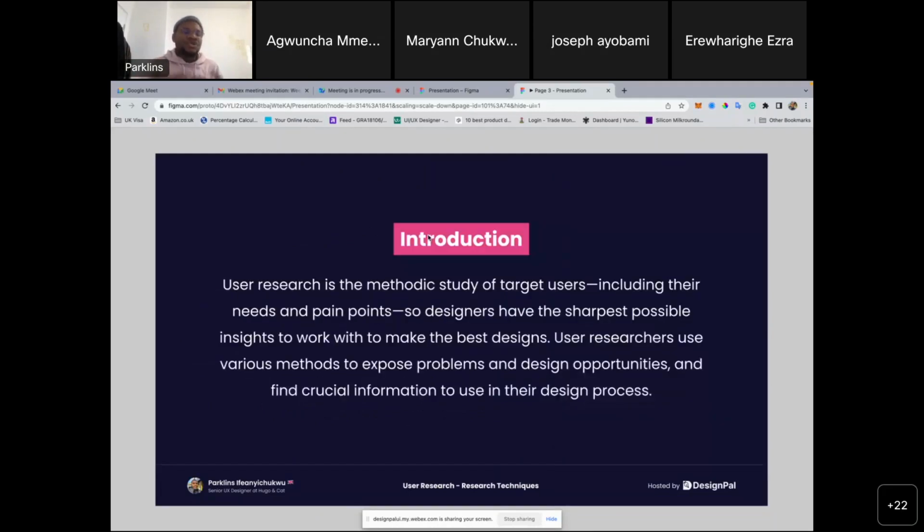So, brief introduction: user research is the methodic study of target users. All of this has so much English jargon, but primarily, user research is that study that helps you understand the user needs, understand their pain points, understand their motivations. Primarily, it is that thing that helps you understand what the users do and why they do what they do.